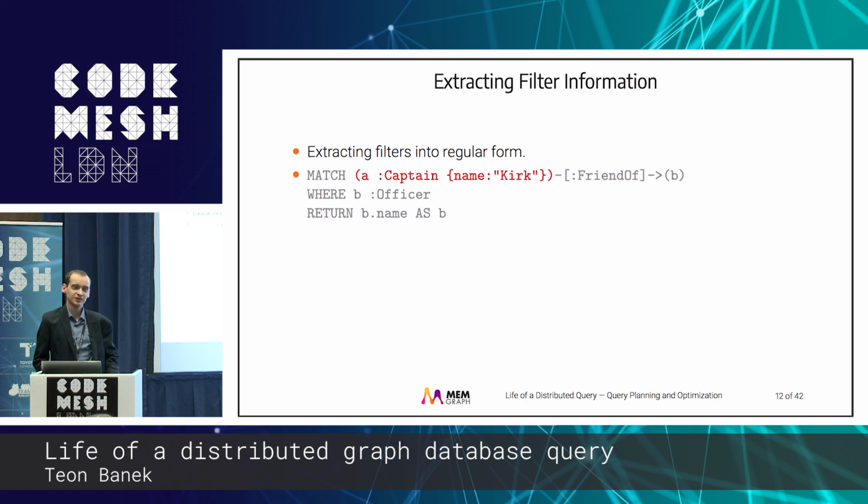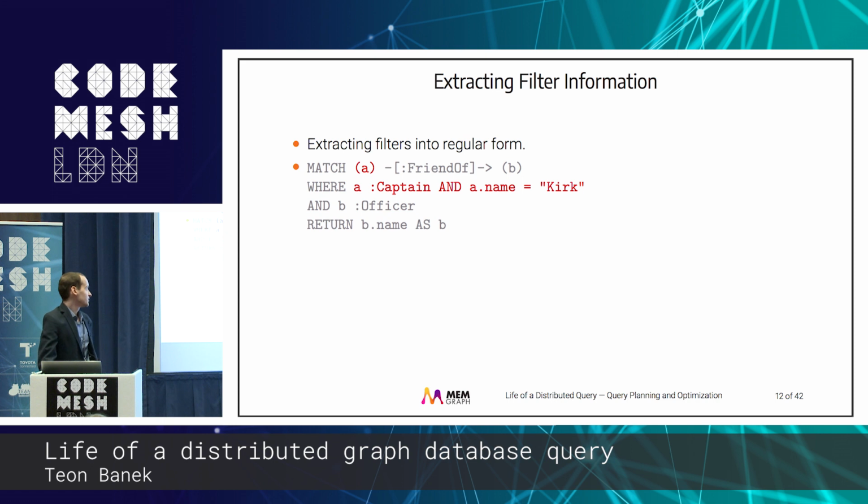So in our case, it doesn't matter how the user writes the query, because we transform this to just regular where separated by AND operations, Boolean. So this would get transformed into A filtered by label captain, and A.name needs to be Kirk. We also do the same for the edge.